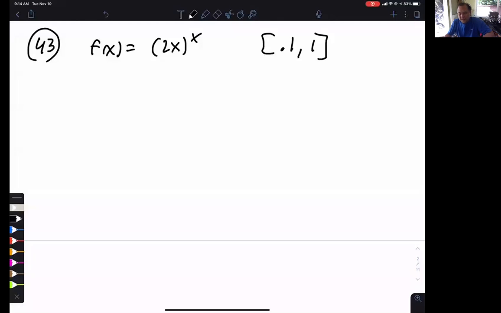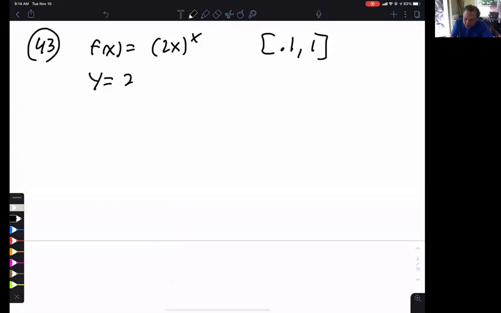So on number 43 from section 4.1, we are asked to find the critical points, and not only that, determine absolute max and min. But the derivative on this one is crazy. So here we go.